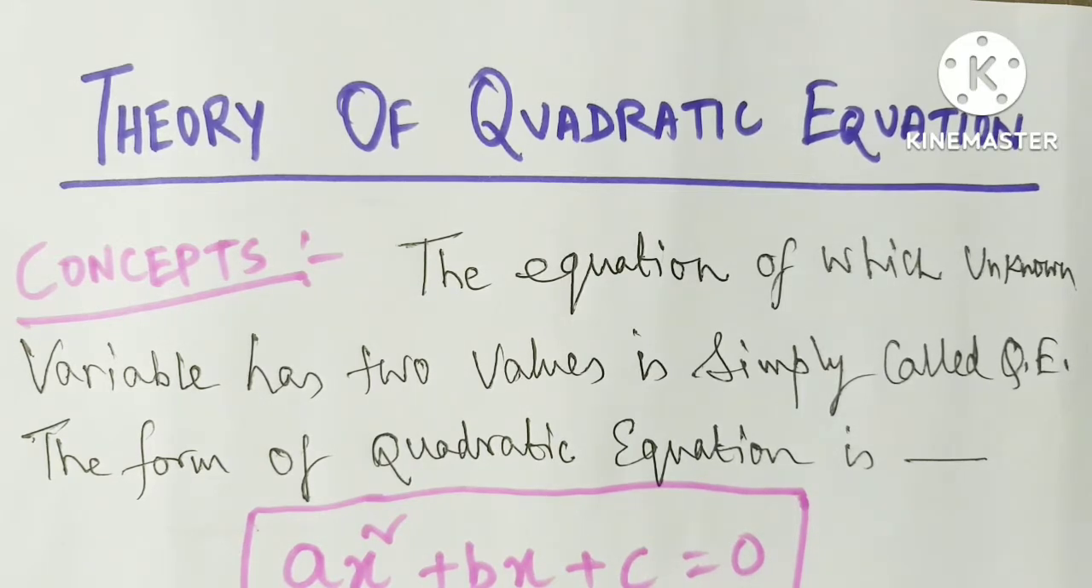Today we will discuss the theory of quadratic equation. In the past videos we discussed different types of progressions, that is AP, GP and HP. And in this video we will start the theory of quadratic equation.